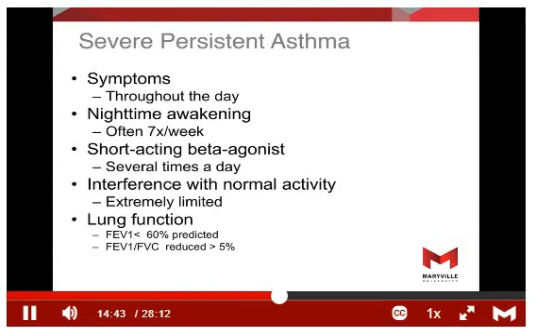Your severe persistent asthmatic has symptoms throughout the day. Nighttime awakening is often, up to 7 times per week. They're having to use short-acting beta agonists several times a day. They have extreme limitations of normal activity, and their FEV1 is less than 60% predicted, and their FEV1 to FVC is reduced over 5%.